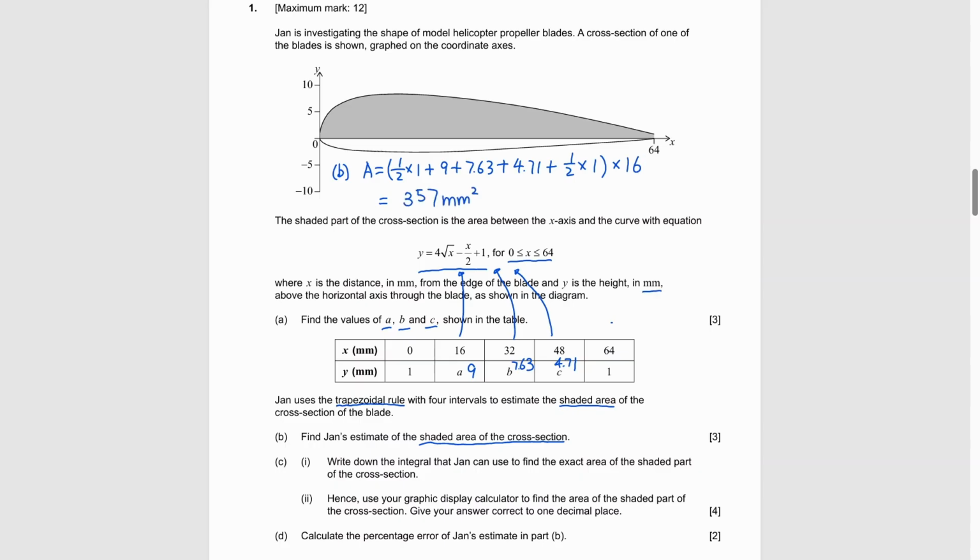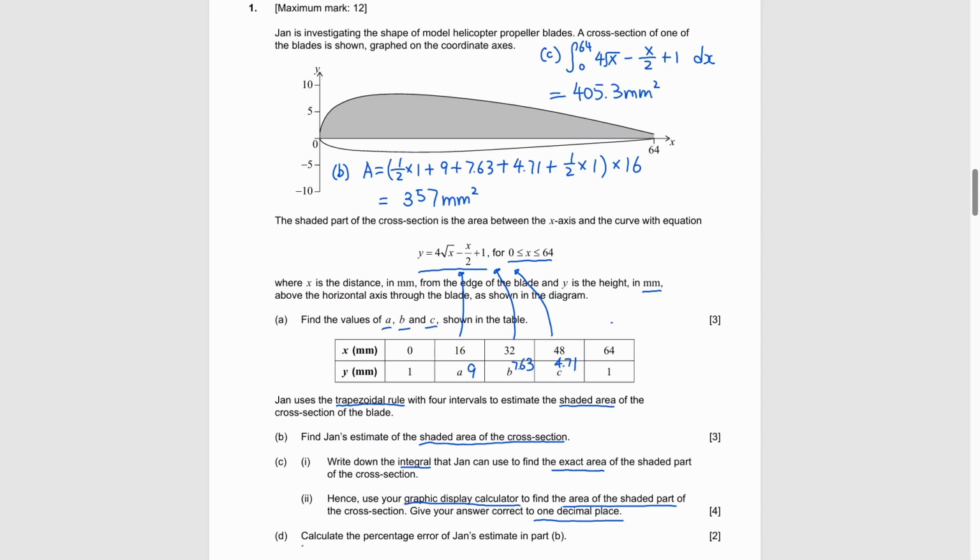Part C. We write down the integral to find the exact area. That is the integral of the curve equation from 0 to 64 with respect to x. Using the calculator, the exact area is 405.3, correct to 1 decimal place.